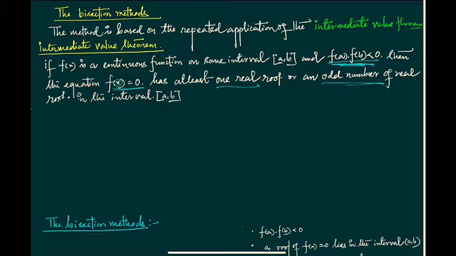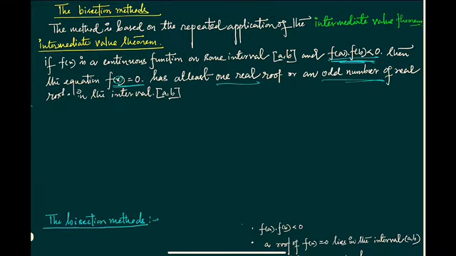So today we are going to study what is a bisection method. What is a bisection method exactly? Basically this method is based on the repeated application of the intermediate value theorem. You can see here, the intermediate value theorem. What exactly is the intermediate value theorem?